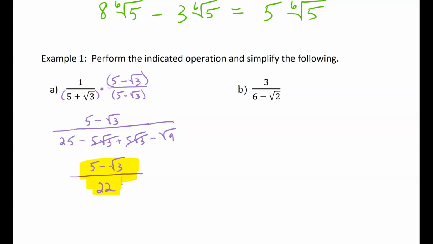So for this next one, I'm not going to FOIL it out and write out all those steps because I know the pattern. I recognize the pattern, so I'm just going to make this a little bit quicker. Okay, so again, there's nothing to combine here. I just have to get rid of that radical in the denominator. So I'm going to multiply by the radical conjugate, which is 6 plus the square root.